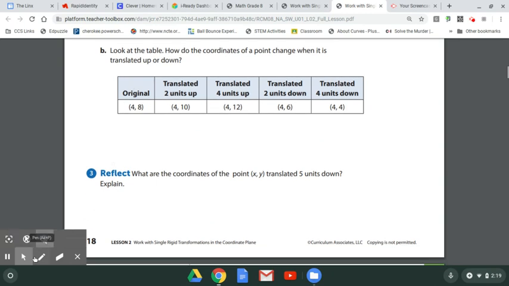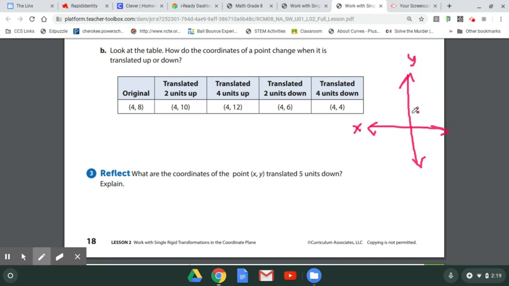Now it's translating up and down. Okay? And when we look at a coordinate plane, and we're looking at up and down, which is the coordinate plane axis that goes up and down? Correct, the y-axis, which in an ordered pair is the second number. So that's going to change.